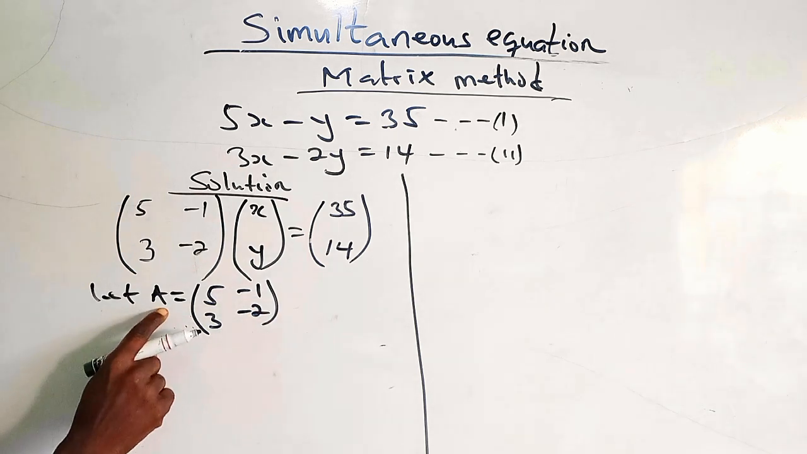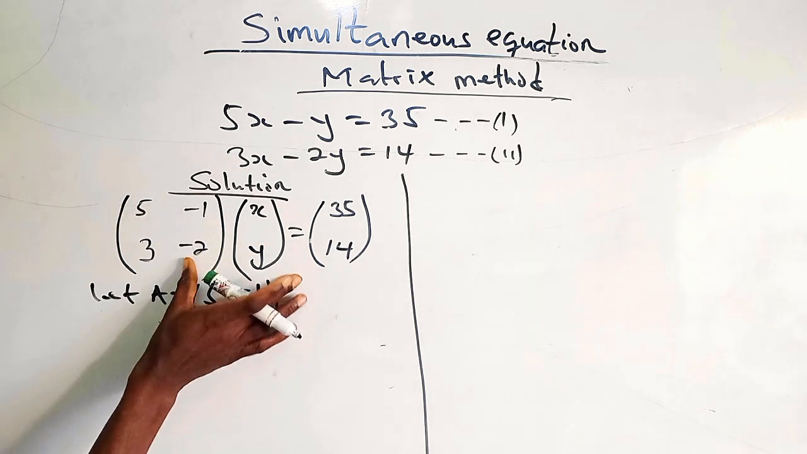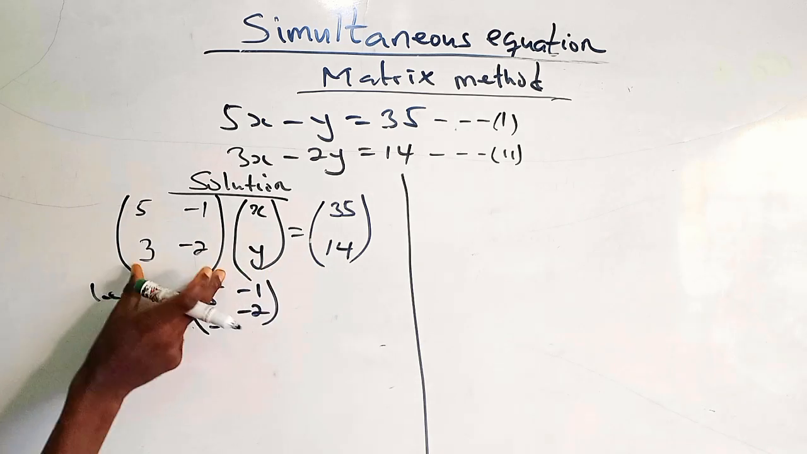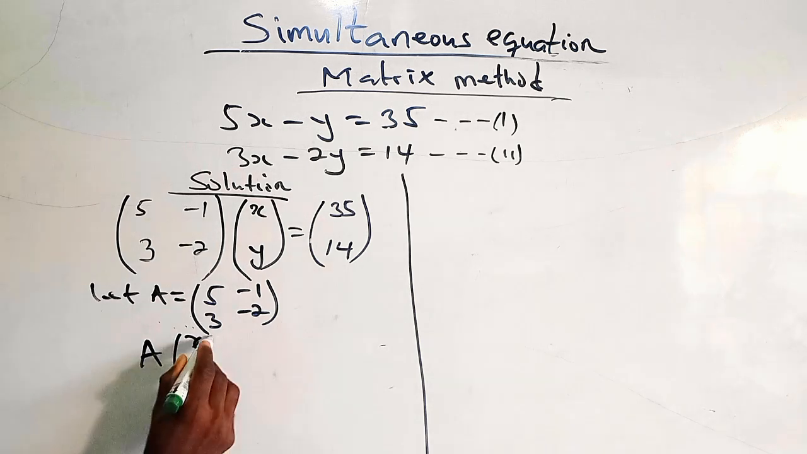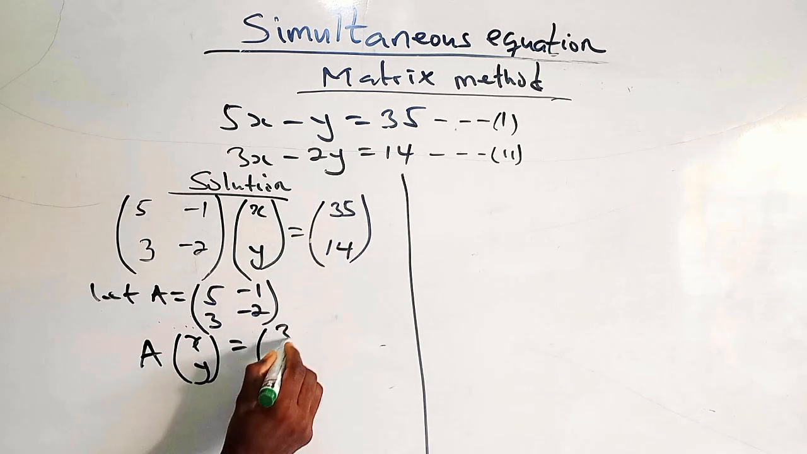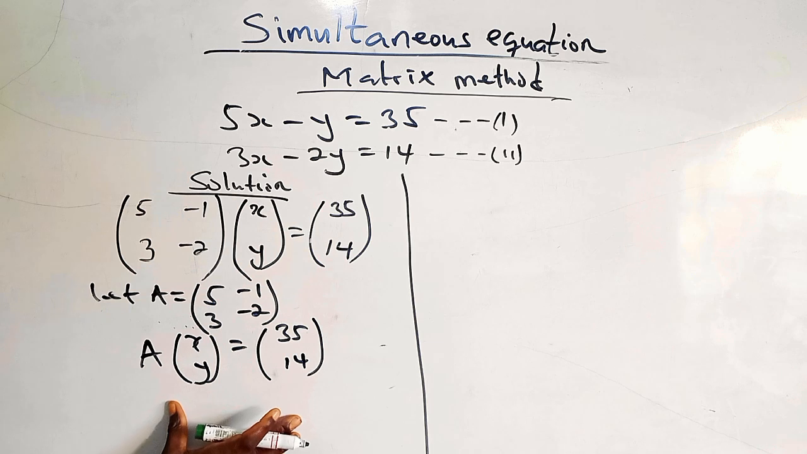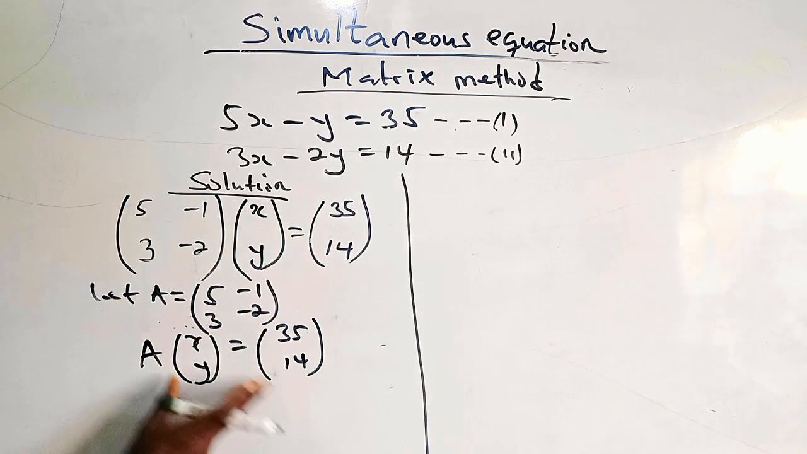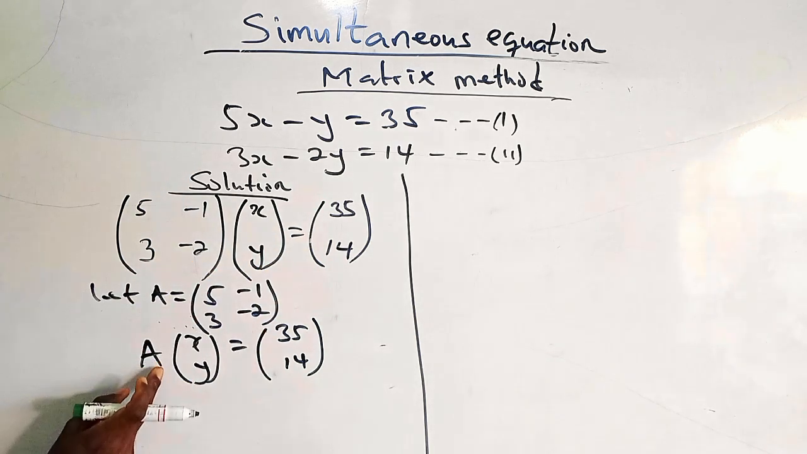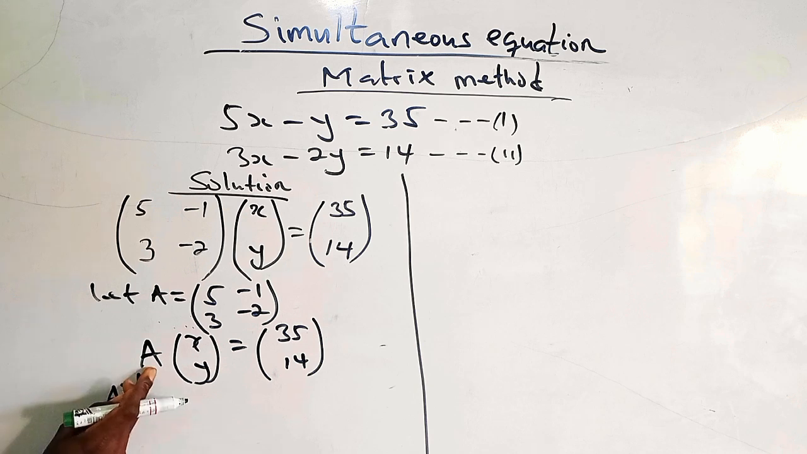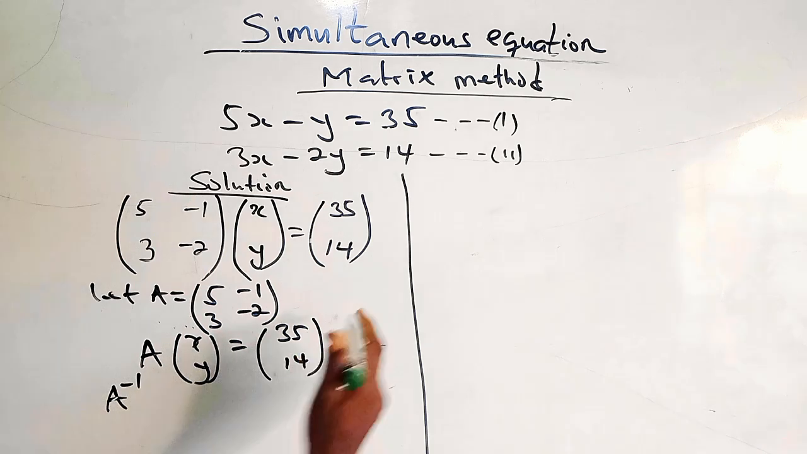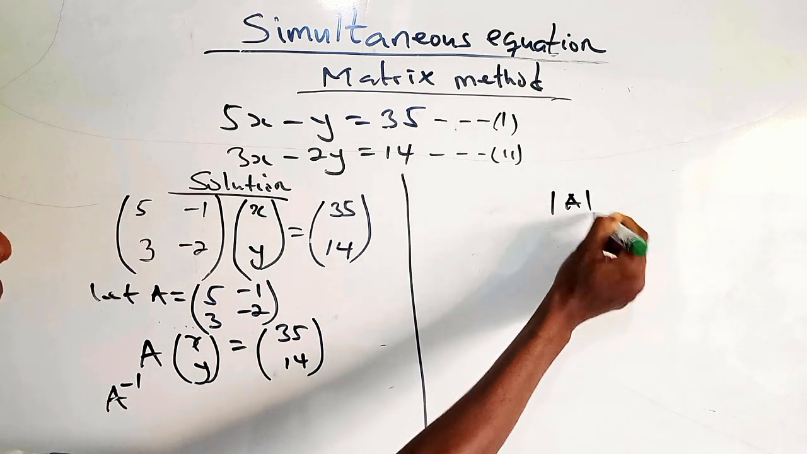The next thing we do is to rewrite this. Instead of writing this out, I will replace it with A times x y equals 35 and 14. So it's the same as this, but I write this as A. The next thing is to look for the inverse of A. And how do we look for the inverse of A? For the inverse of A, we have to determine the determinant of A first.